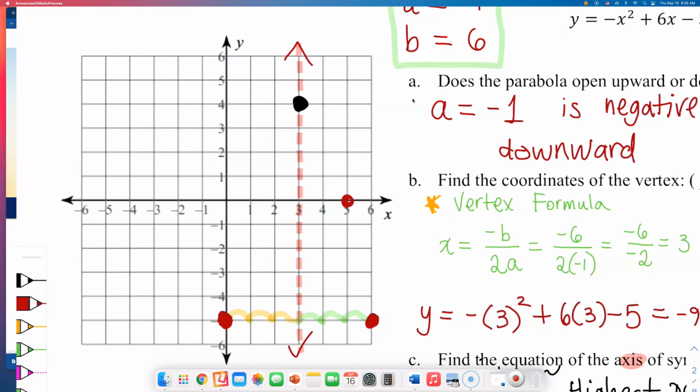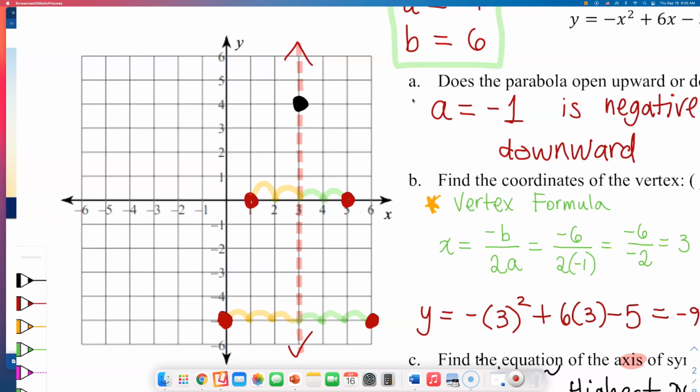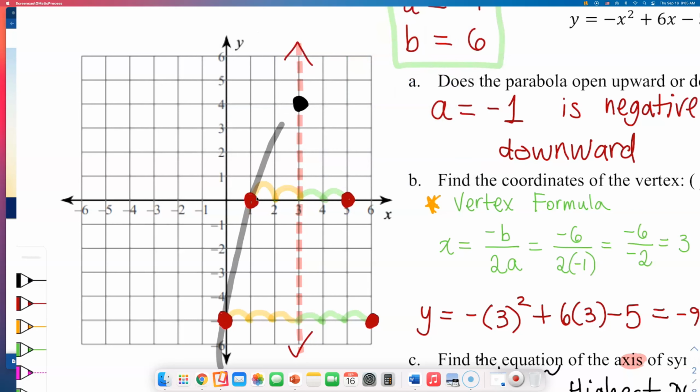5 is here, and 1 is here. And I love this because, take a look. This point is 2 to the right from the axis of symmetry, and this point is 2 to the left from the axis of symmetry. I should not have said vertex. So it forms a perfect symmetry. So this is good. I'll go ahead and connect these 5 dots to create a beautiful parabola.